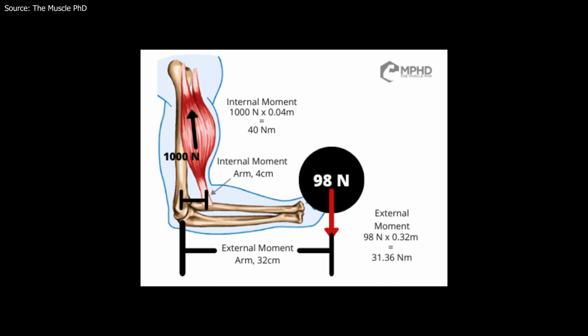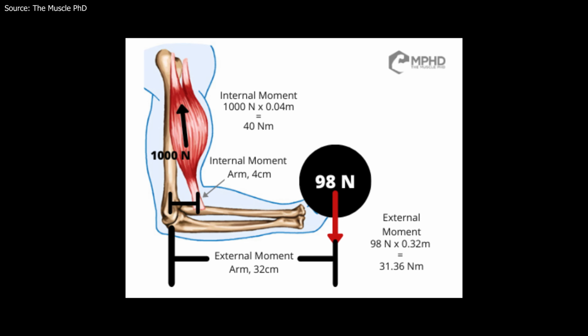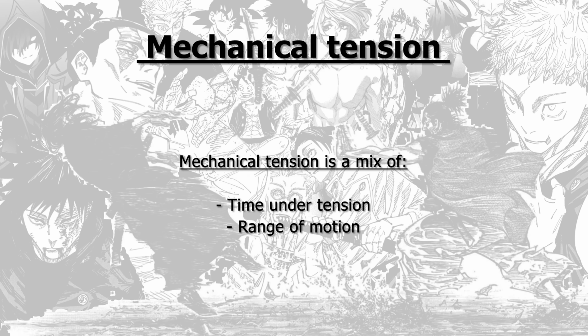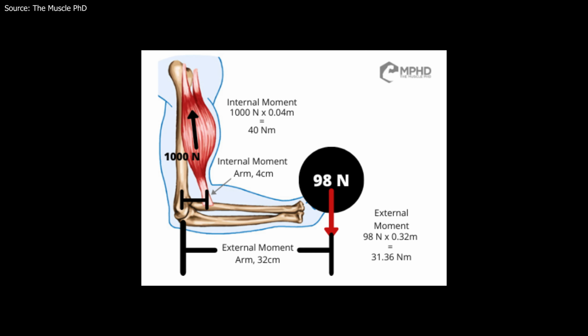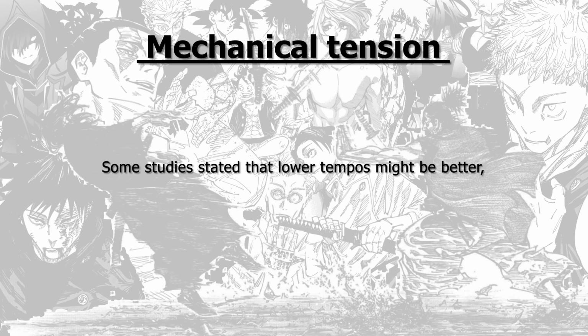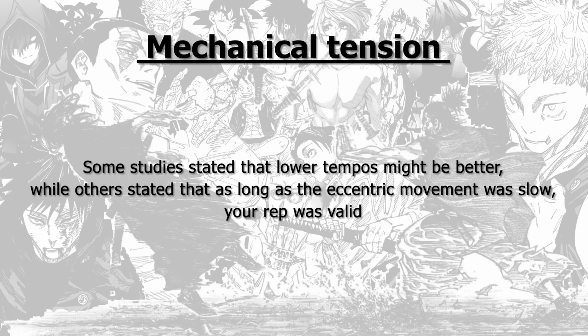Mechanical tension is the primary and essential driver of muscle growth, generated when muscle fibers contract against an external resistance or load. Mechanical tension is a mix of time under tension and range of motion. A lot of studies were done on this, and they all tested different tempos for different exercises. Some studies stated that slower tempos might be better, while others stated that as long as the eccentric movement was slow, your rep was valid.